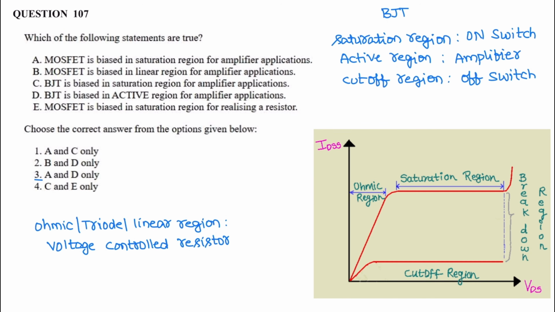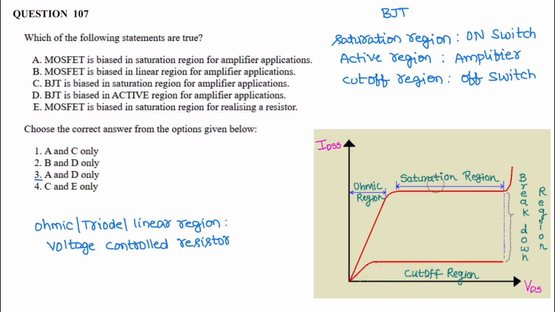Question number 107. Which of the following statements are true? This question is related to regions of operation in MOSFET. MOSFET has 4 different regions of operation. One is ohmic region, saturation region, cutoff region, and breakdown region. In the ohmic region or triode region or linear region, MOSFET acts like a voltage controlled resistor.